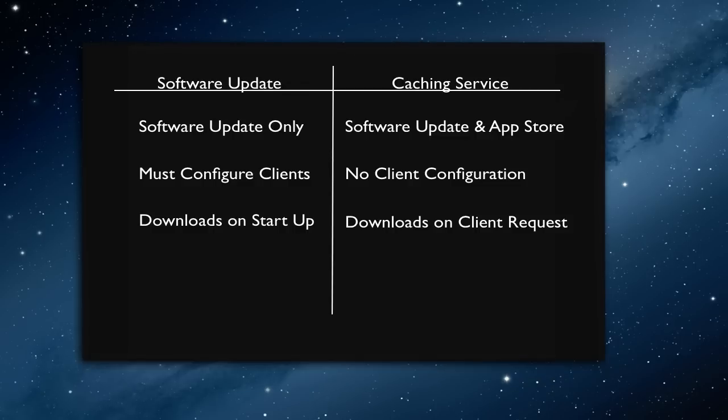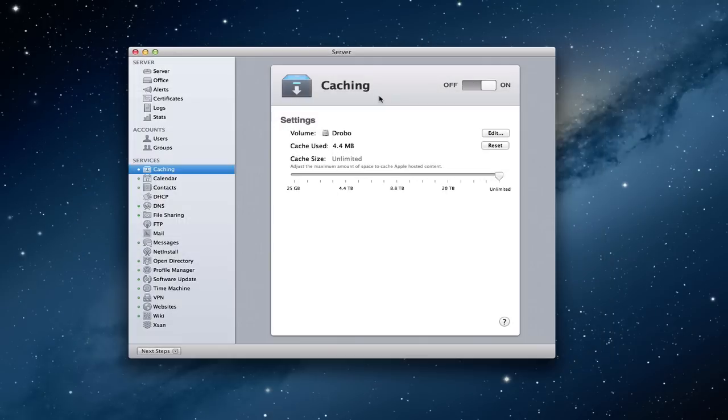And one more difference between software update and the caching service is that with software update, you have client management where you can manage your clients and tell what updates they do get and don't get. But on the caching service, you have no client management. Basically, once they hook up to it, they can download whatever they want, they can put whatever they want on their machines in terms of updates, so you don't have the management that you have with software update.